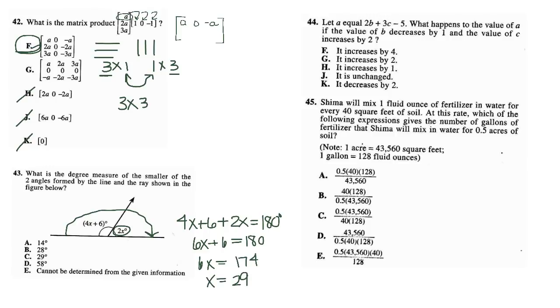29. Now, notice they give you that as an answer choice, and they're just being tricky because you're looking for the smaller of the two angles. Well, the smaller angle is 2 times x. So 2 times 29 is going to give us 58. So they were trying to trick us here. The right answer is answer choice D. So don't be fooled by them.